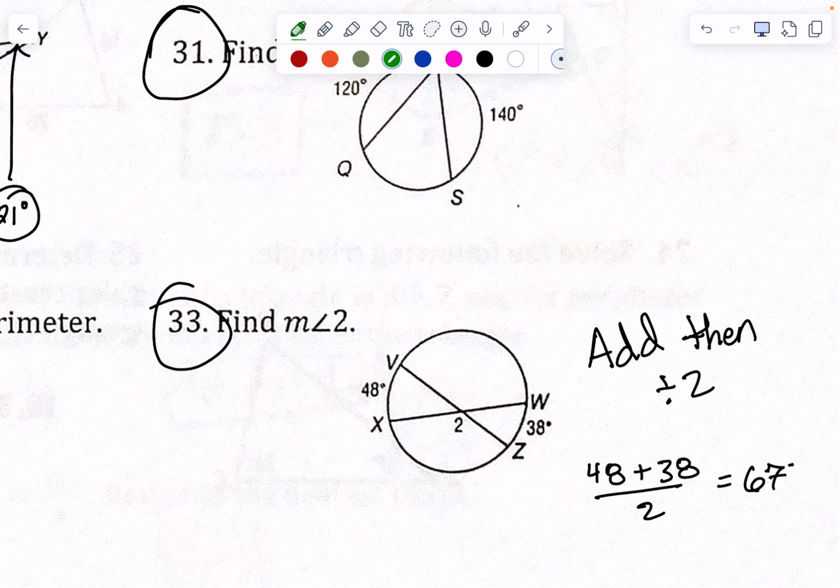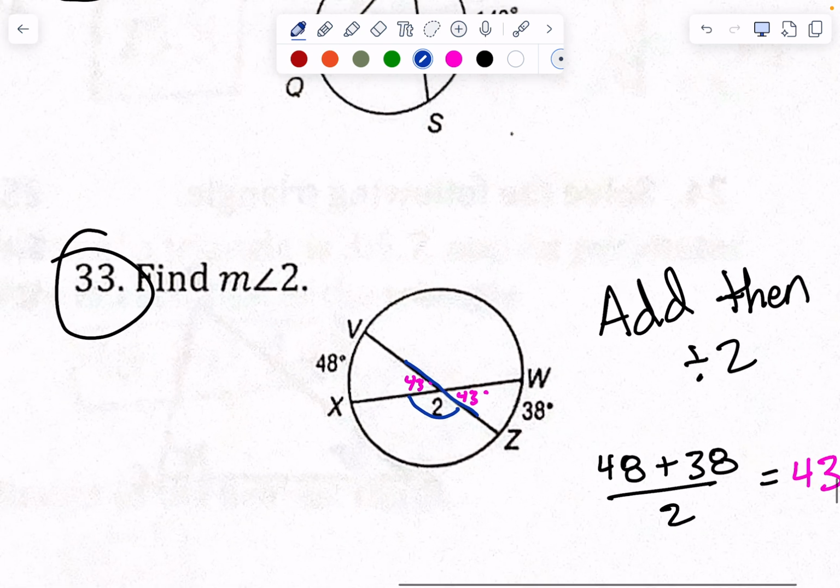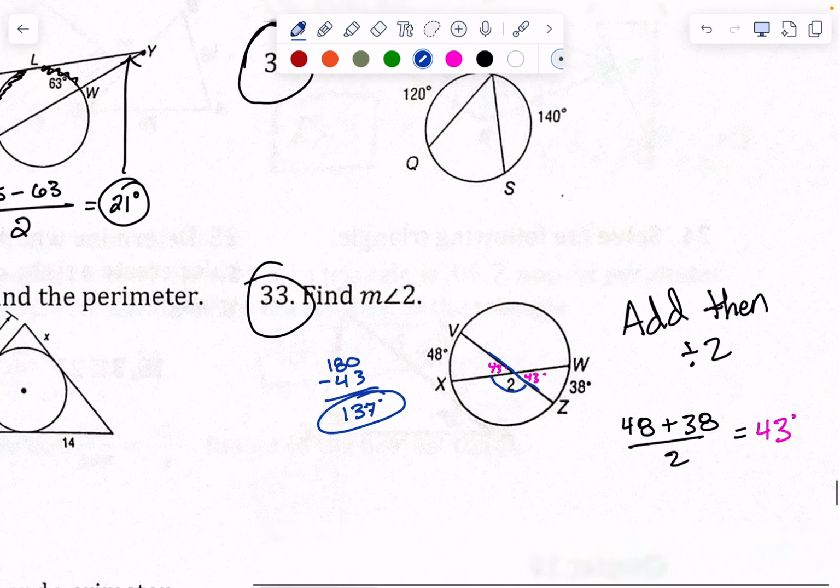I got 43. The right answer is 86, divided by 2 is 43. I messed up. But 43 is this angle and 43 is this angle. They want the measure of angle 2. Angle 2 is subtracting from 180, so be careful of that. 180 minus 43 is 137. There you go. Does that make sense? That was an add and divide by 2.